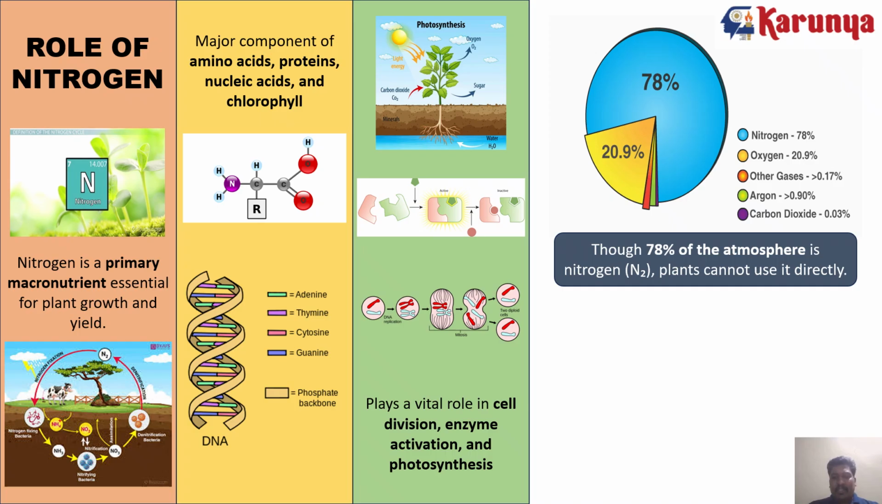So, for your information, the atmosphere contains 78% nitrogen, but direct plant utilization is very low. That's why industrial capturing of atmospheric nitrogen is happening, and it is used for the manufacturing of fertilizers.